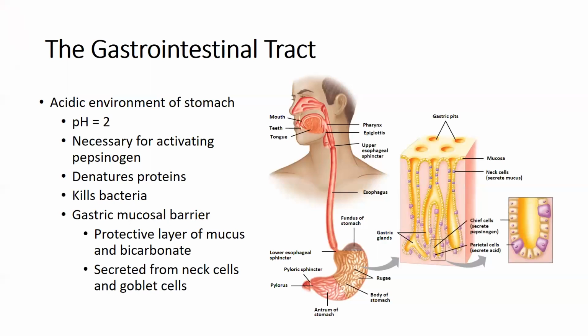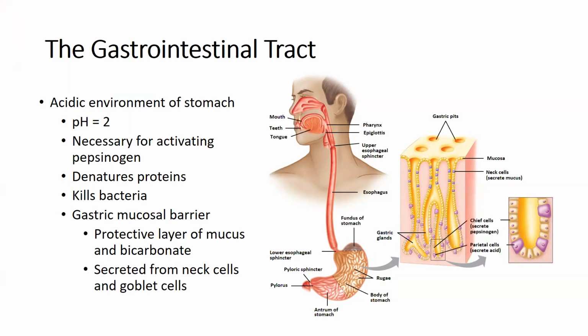Let's talk about the acidity in the stomach. The pH of the stomach is about 2, so very, very acidic. And this is needed to activate pepsinogen to its active form, pepsin. So in the absence of acid, pepsinogen is doing nothing. It's not going to break down proteins. It's in its inactive form, and it will not be activated to pepsin.